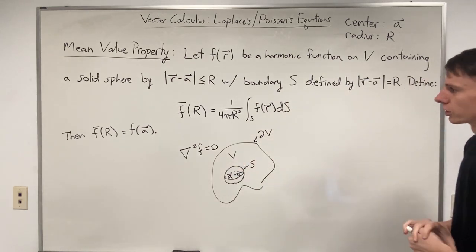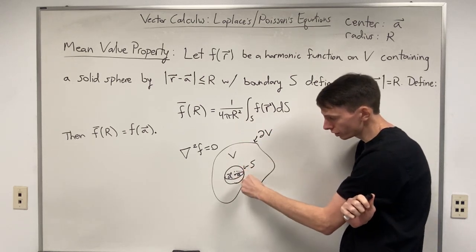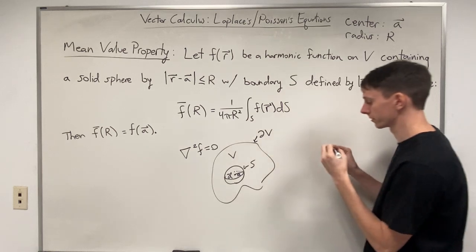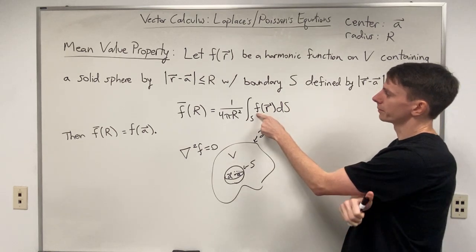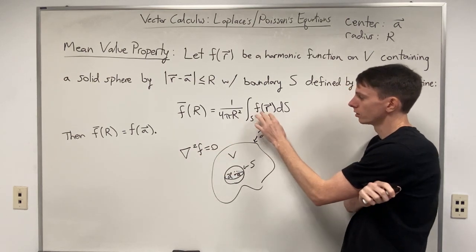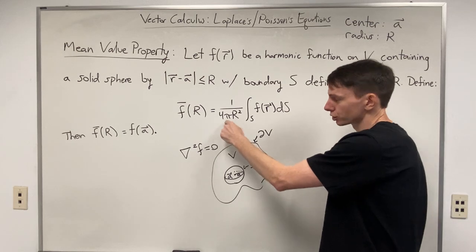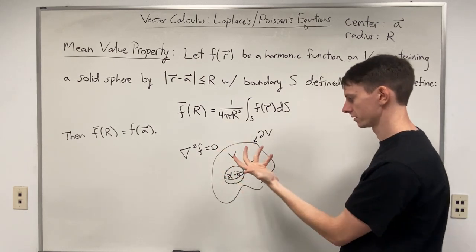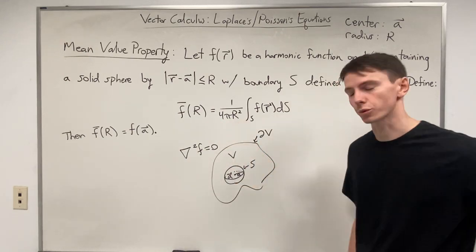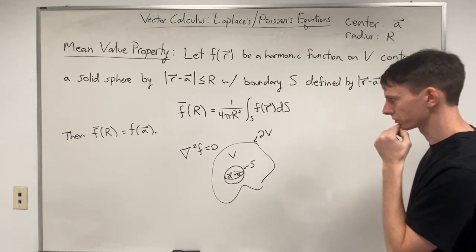Okay. So what we're doing with this function is we're integrating over S, over the boundary of our sphere. And we're just adding up the value of our harmonic function, this function f, over the boundary. So you add up over the boundary, and then you divide by the surface area of the sphere, right? And the surface area of the sphere is 4 pi r squared. So this is just saying the average value of this function on the boundary.